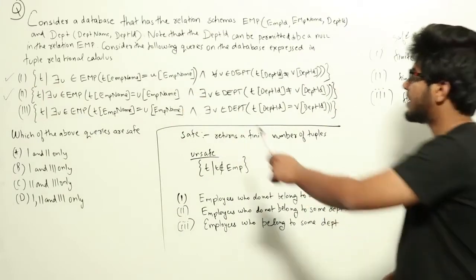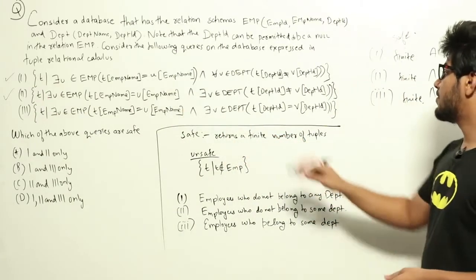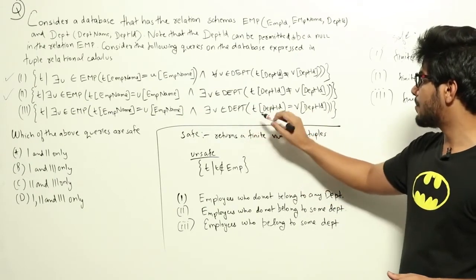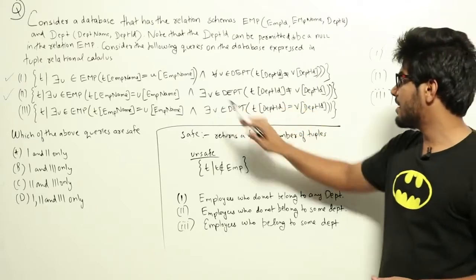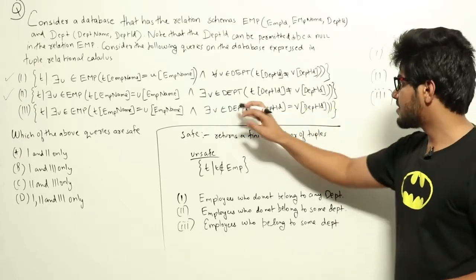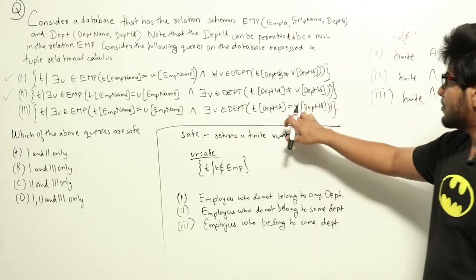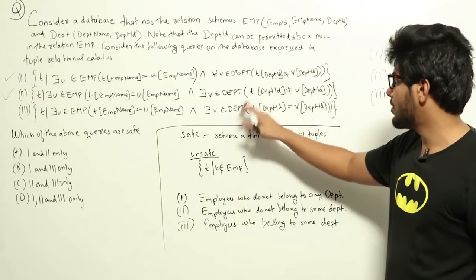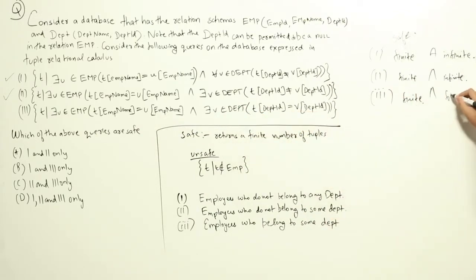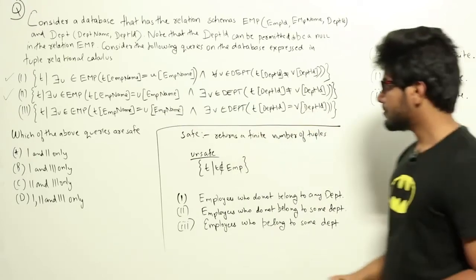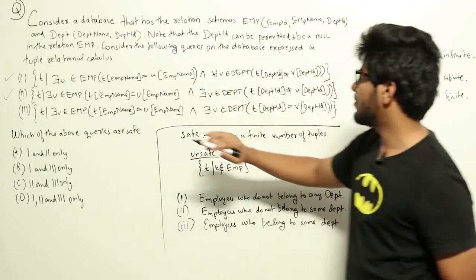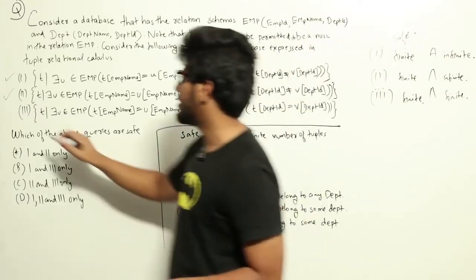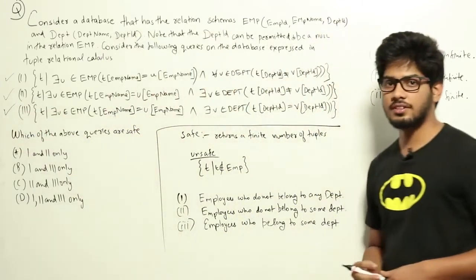Coming to the third one, the part after AND is there exists V belonging to department such that T.department ID equals V.department ID. So it is saying the set of all tuples T such that it has a department ID which is equal to the department ID of some V belonging to department. Now this query is just like this query. This will also be true only for a finite number of T's. It won't be true for an infinite number of T's. So this we can write as finite. Meaning this part is true for a finite number of T's and this part is true for a finite number of T's. So the AND of these two will clearly be true for only a finite number of tuples T. So this is also a safe query.